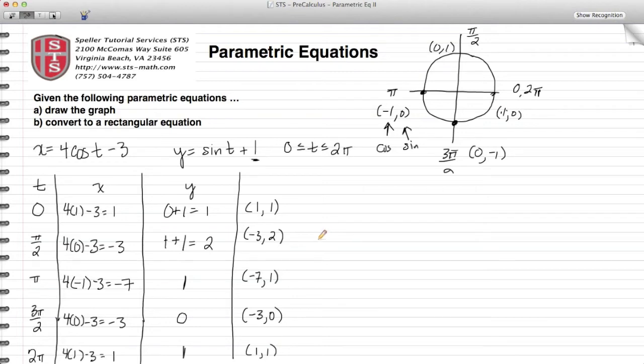Before we graph, let's go ahead and do our rectangular coordinates. Let's begin by rewriting. So we have x equals 4 cosine t minus 3.